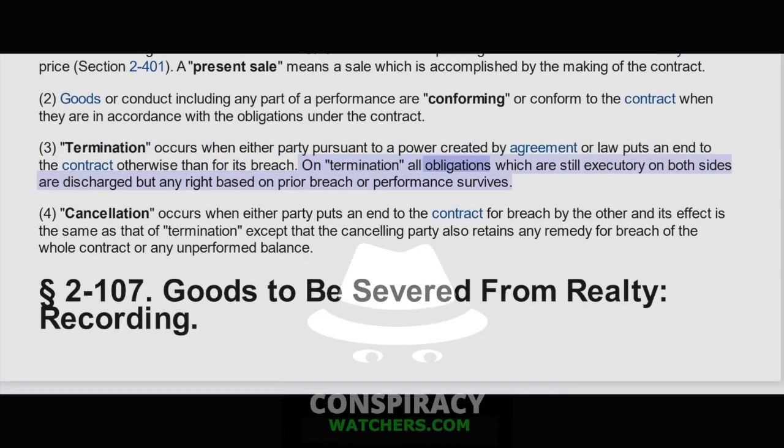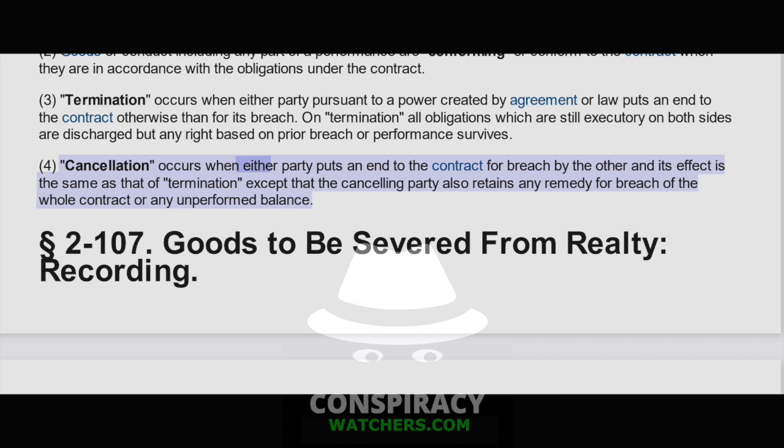On termination, all obligations which are still executory on both sides are discharged, but any right based on prior breach or performance survives. Cancellation occurs when either party puts an end to the contract for breach by the other, and its effect is the same as that of termination, except that the cancelling party also retains any remedy for breach of the whole contract or any unperformed balance.